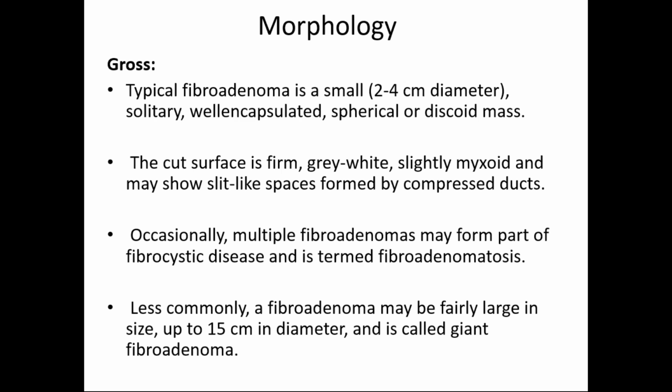Sometimes it can also show a myxoid or mucoid degeneration and may show slit-like spaces that are formed by the compression of the duct. Occasionally, multiple fibroadenomas may also have a cystic change, and these lesions with cystic change are called fibroadenomatosis. Less commonly, a fibroadenoma can grow up to a size more than 15 centimeters. Then you can call it a giant fibroadenoma, as I already said.